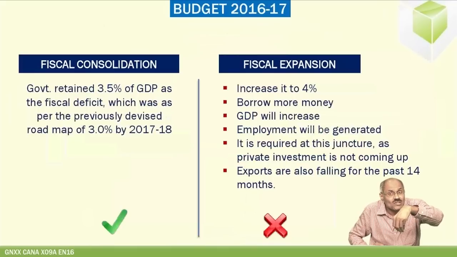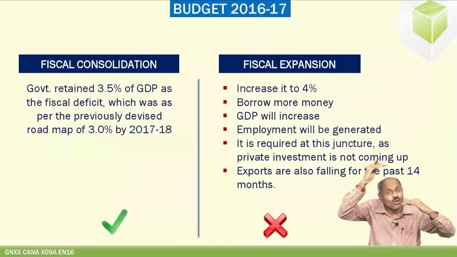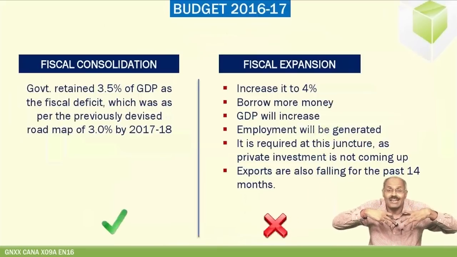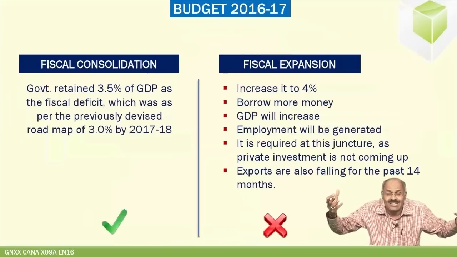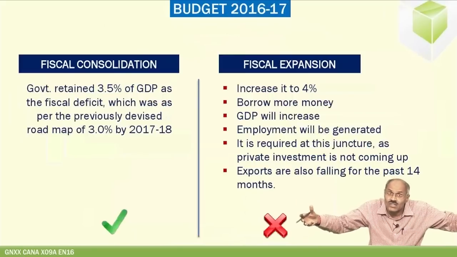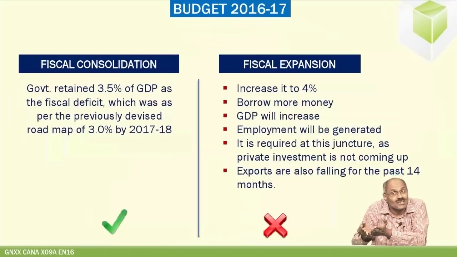What is meant by fiscal expansion? This year we kept this as 3.5%. Why can't we go up to 4%? Why can't we go up to 4.5%? Because we can borrow more money. That money can be used for creating assets, because private investment is not coming up in recent times. So, as private investment is not taking off, the only option left for the government is to spend more. That's why borrow more money and spend more money on creation of capital assets. That is the theory going around for the past few months, which is known as fiscal expansion.